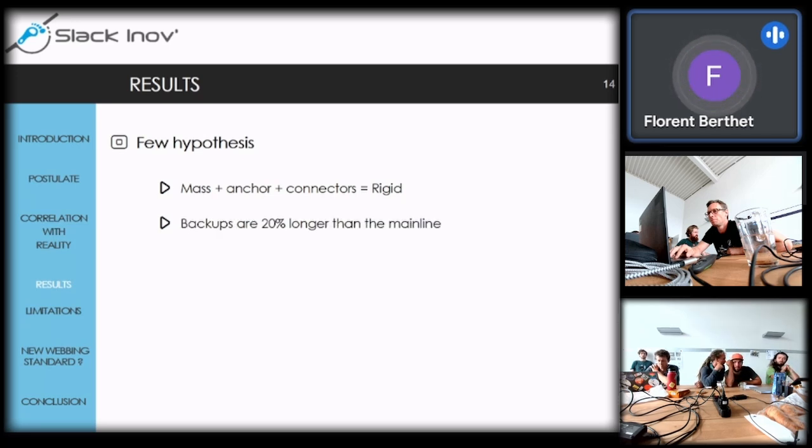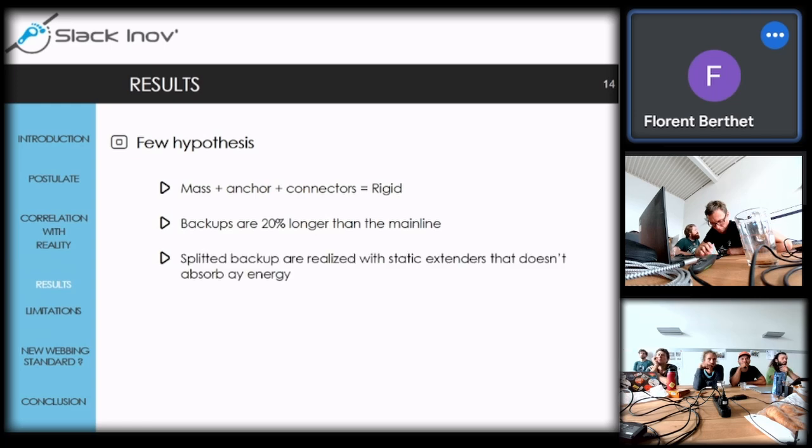I had to select a length for the backup. I know that in reality, in most of the common backups we use, the maximum extra length difference between the backup and the main line is 20%. So I went for 20%, which is the most critical value. I also suppose that when the setup is split, we are not using a full strand of webbing for the backup, but a strand of backup that is the same length as the main line. To get the 20% extra length, we just use some extenders made from Dyneema, which I suppose to be really static, so they don't absorb any energy.